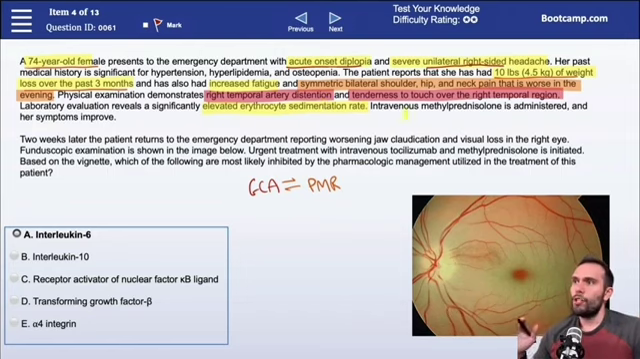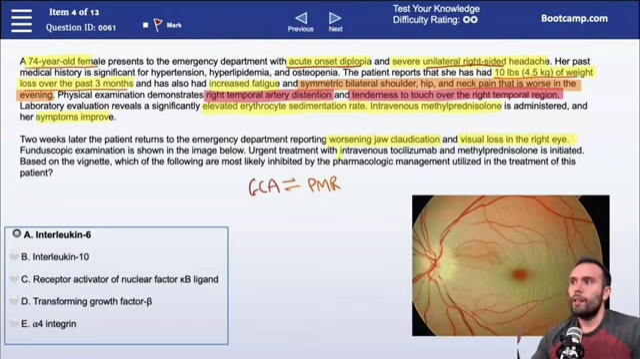Now, usually if a patient has GCA, the concern is that we don't want them to lose their vision, right? And so usually we start the steroids even before we confirm the diagnosis. So here, intravenous methylprednisolone is administered and her symptoms improve. Okay, great. 2 weeks later, the patient returns to the emergency department reporting worsening jaw claudication and visual loss in the right eye. Okay, so fundoscopic examination is shown below. We'll talk about this in a second.